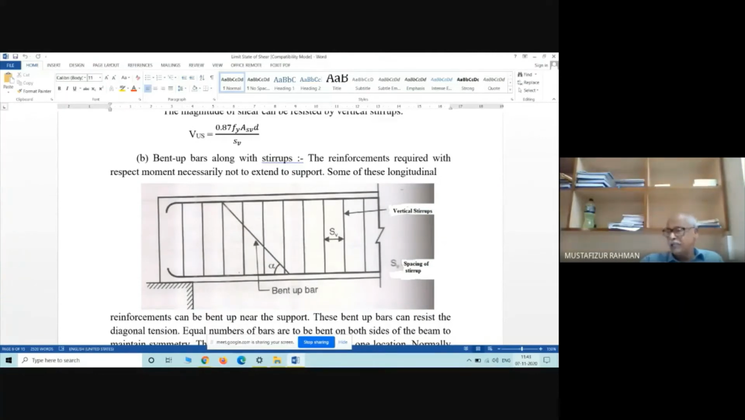Look, slenderness ratio is L by R, where R is the least radius of gyration. I is equal to A R square. Now, for a particular diameter of rod, R remains constant. So if L increases, our L by R ratio increases. So it goes on gradually becoming slender and slender. So its axial load carrying capacity will reduce.